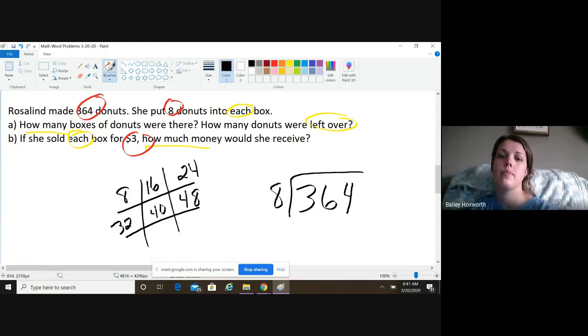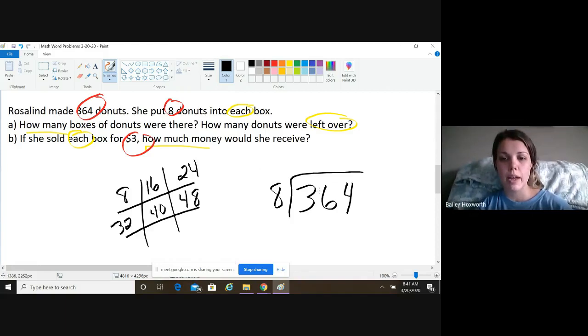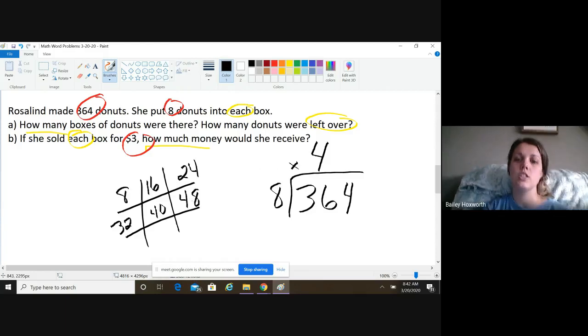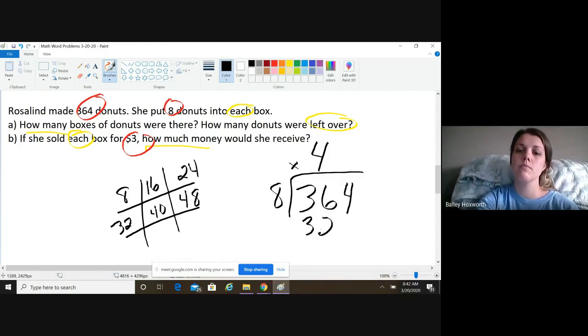Okay. 3 cannot be divided by 8 because 3 is too small. So I need to work with 36. So how many times can 36 be divided by 8? So let's go. 8, 16, 24, 32, 40. No, 40 is too big, right? So that means it can go in there 4 times. And 4 times 8, I already know real fast, is 32. And when I subtract, I'm left with 4.